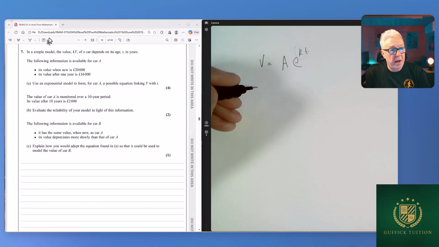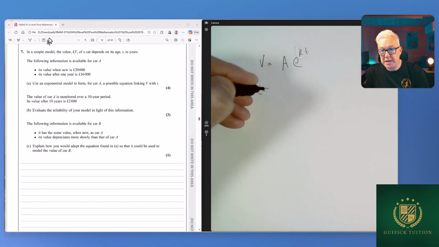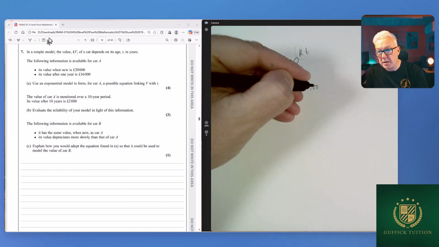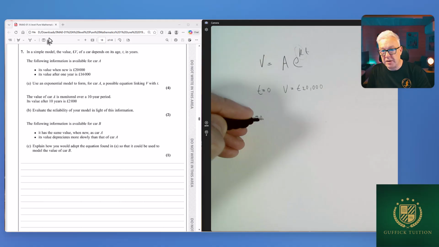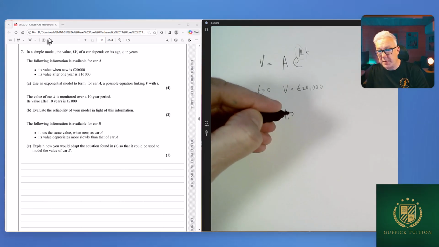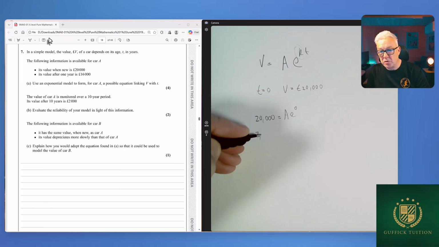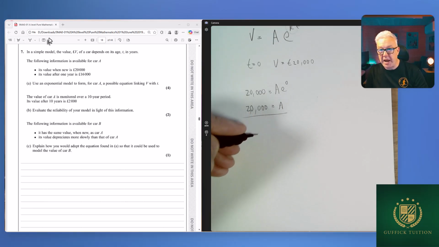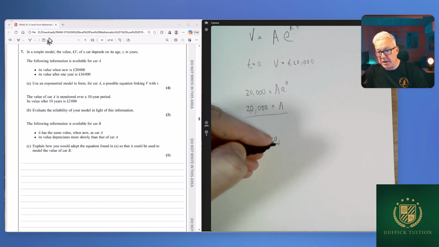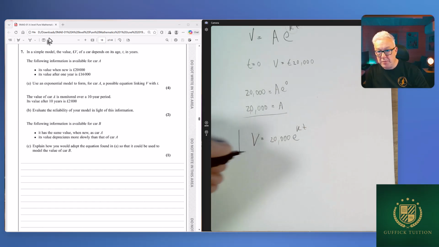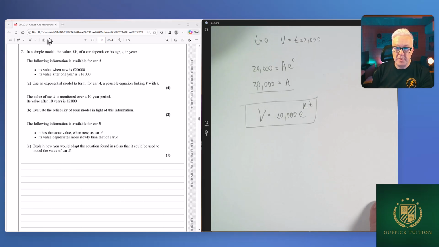We're told that when it's new, in other words, when t is equal to 0, the value of the car is 20,000. So let's put that in. 20,000 is equal to A times e to the 0. So 20,000 is therefore equal to A times 1, which is A. So we found out what A is. So V is now equal to 20,000 times e to the kt. Perfect, that's our first constant done.